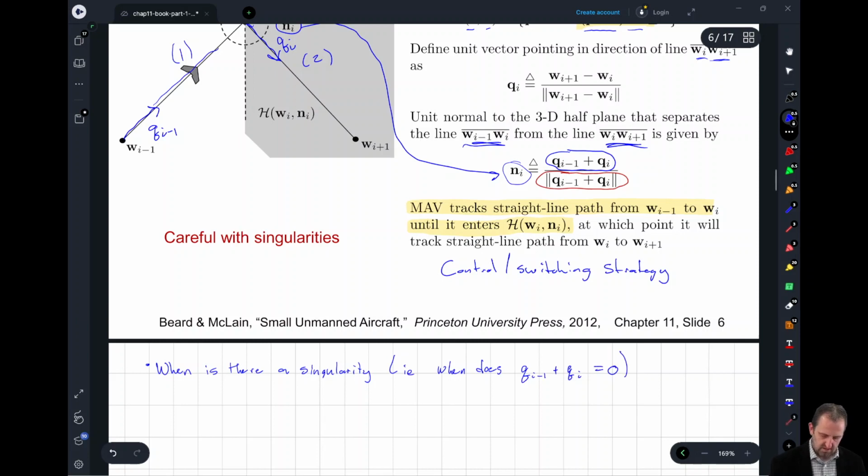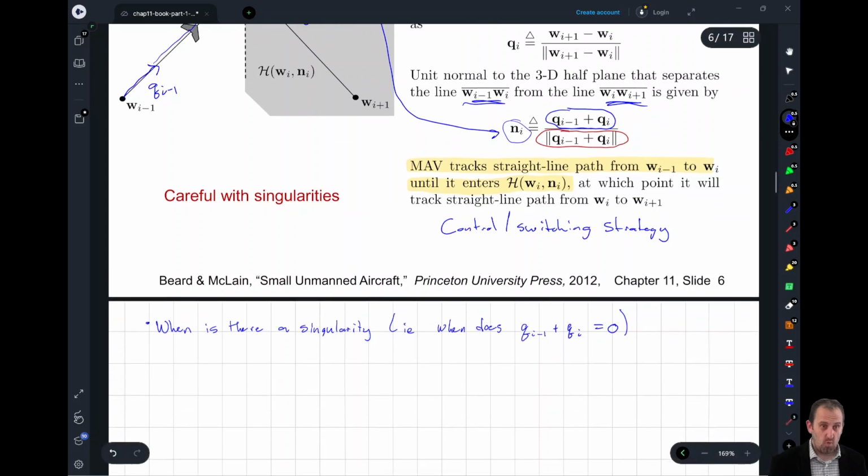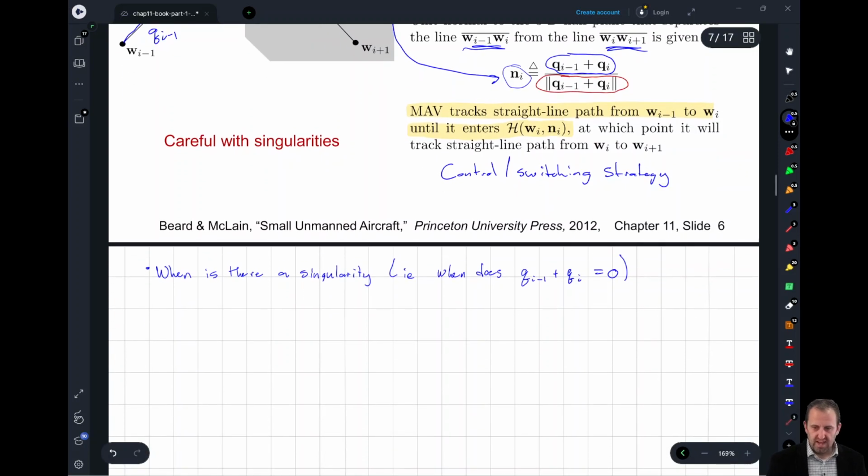Wow, that was the ugliest closed parenthesis. Okay, so we need to decide that because we don't want to be dividing by 0. This is going to happen when qi minus 1 is equal to the negative of qi.